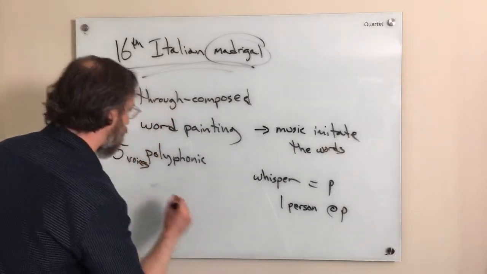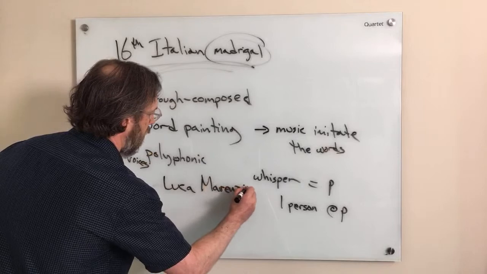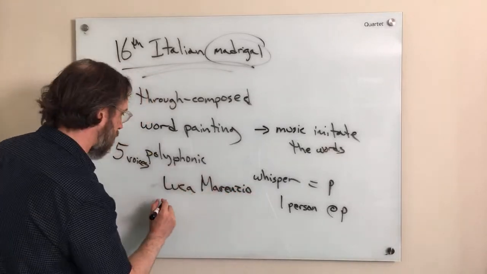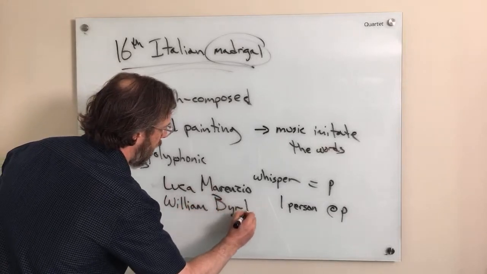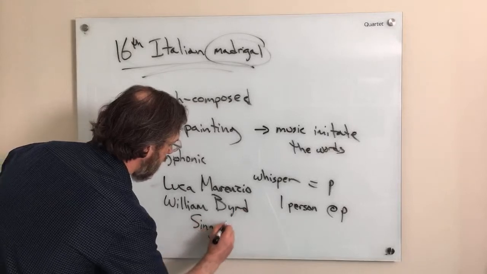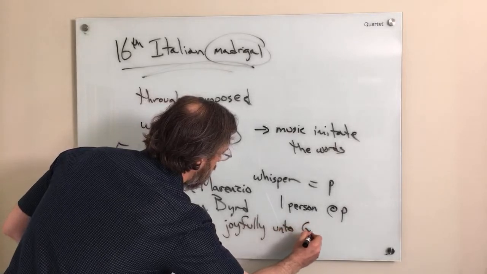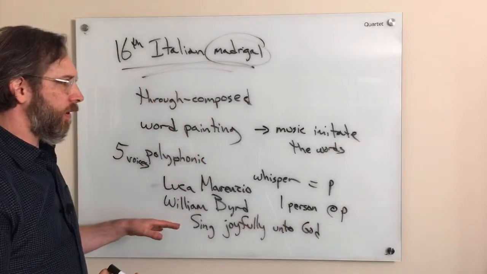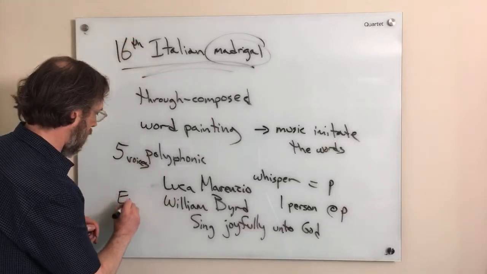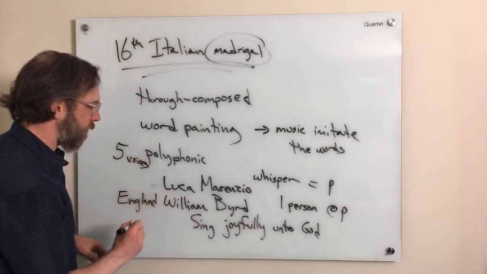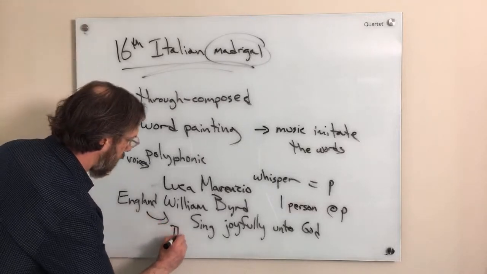And there are some great pieces by Luca Marenzio, and I'll write his name because it's just worth checking this music out if you haven't. William Byrd is an English composer from the Renaissance. He has a piece called "Sing Joyfully Unto God." And it has some of these English madrigalists. So it starts off in Italy, but the English loved their Italian music, so they adopt it. So you have William Byrd and Thomas Weelkes.